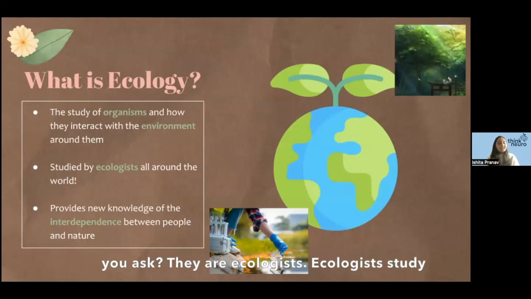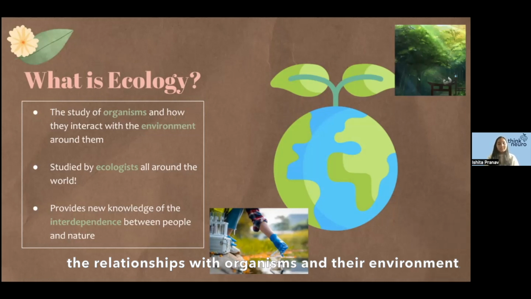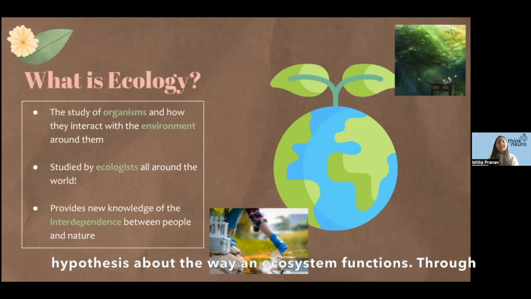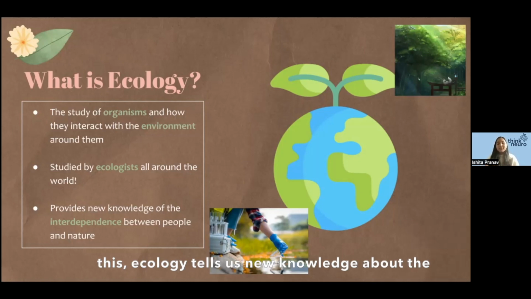Who studies them, you ask? They are ecologists. Ecologists study the relationships of organisms and their environment, identifying any environmental problems and determining what caused them and how to improve the situation. As seen in the picture below, they conduct science experiments to evaluate ecosystems and test hypotheses about the way an ecosystem functions. Through this, ecology tells us new knowledge about the interdependence between people and nature.